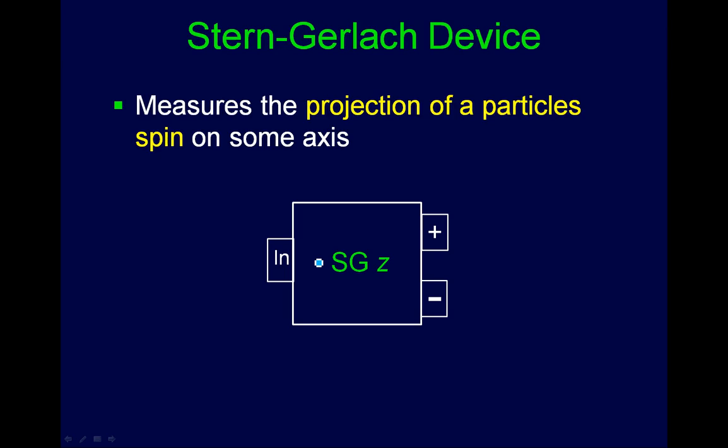Now we're going to introduce their experimental device, called the Stern-Gerlach device. What this does is it measures the projection of a particle's spin on some axis. So we're going to send particles into this machine here, and our particles we're going to model as little tiny bar magnets, little tiny magnets with a north end and a south end. And we're going to see how they actually measure the projection of the particle's spin.